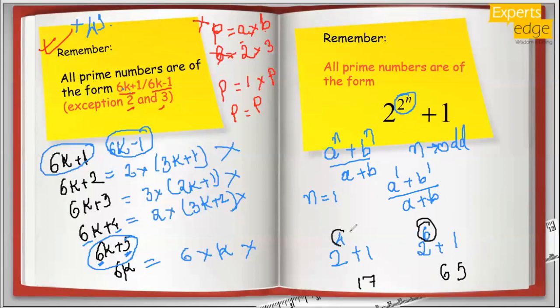Whereas 4 is a power of 2, right? 4 can be written as 2 square. So this is a perfectly prime number. This is an important point you should keep in mind. Now let's see the application of all these fundas.